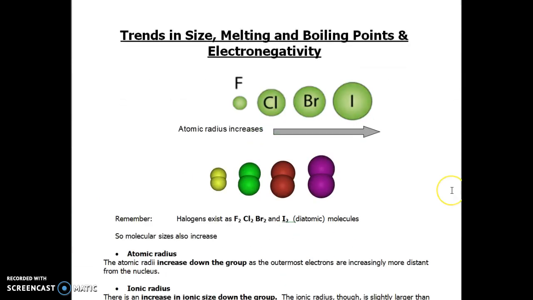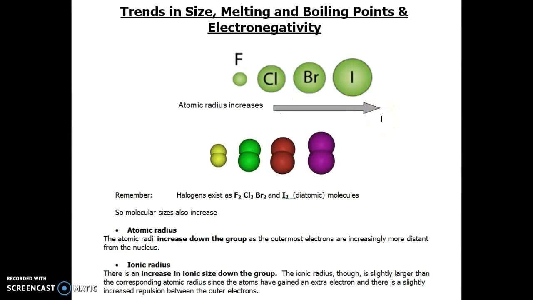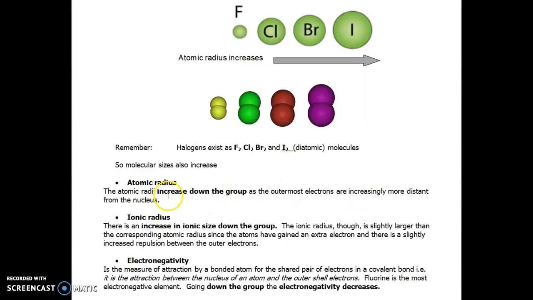Okay, so the trend in the melting points and boiling points. The first thing you can see looking at this diagram of the atomic radii is that the atomic radius is getting larger as you go down the group, and you know that from the trends that you've studied in periodicity. And here we've got the diagram of the molecules. So the halogens exist as diatomic molecules, so that means we've got 2 of each atom per molecule. And so we can see that the atomic radius of each atom increases.